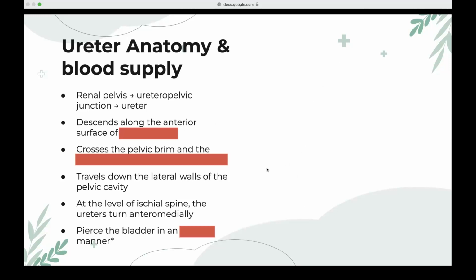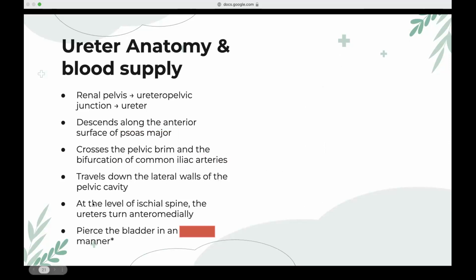Psoas major. Yes. It's psoas major. Then it goes down and enters the pelvic cavity by crossing the pelvic brim and what? Bifurcation of the common iliac. Common iliac, exactly. Then it travels down the lateral walls. At the level of the ischial spine, it turns anteromedially.